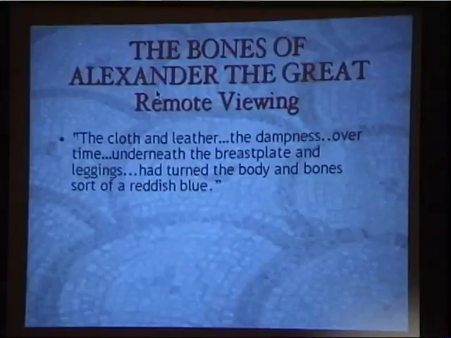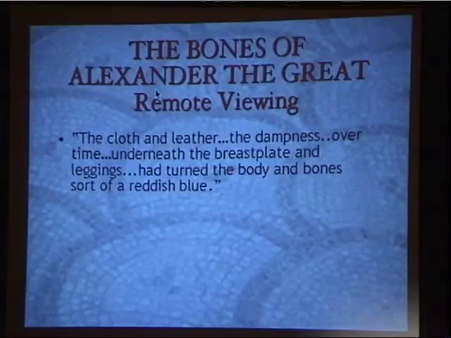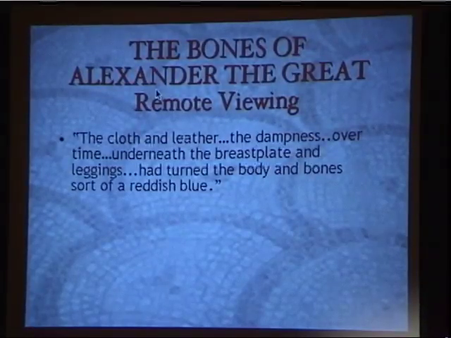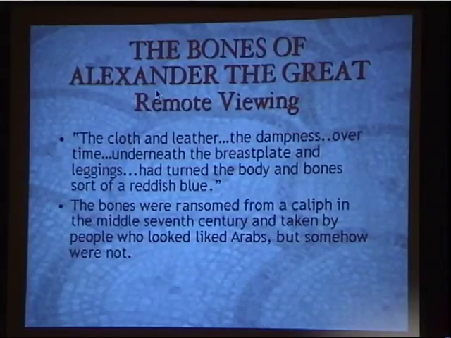But we thought, well, okay, if the tomb is empty, are there any remnants? I mean, is anything left of Alexander, or did it just get lost? And so we asked George and Hella, and George particularly said, oh, yeah. The cloth and the leather and the dampness over time underneath his breastplate and his leggings had turned his body and the bones a sort of reddish blue. An odd kind of observation. So I paid close attention to those. The bones were ransomed from a caliph in the middle of the 7th century and taken by people who looked like Arabs, but somehow they were not.